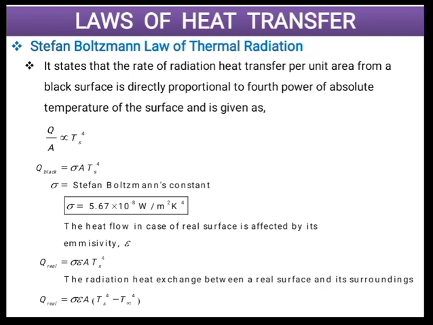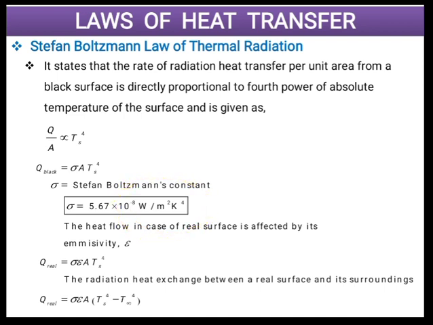Rearranging, we need to eliminate this proportionality sign, so we get Q black as sigma A Ts raised to 4, where sigma is the constant of proportionality. It is known as Stefan Boltzmann's constant, and its value is 5.67 into 10 raised to minus 8 watt per meter square Kelvin raised to 4. I request you students that you derive this unit because this is very important for your understanding.